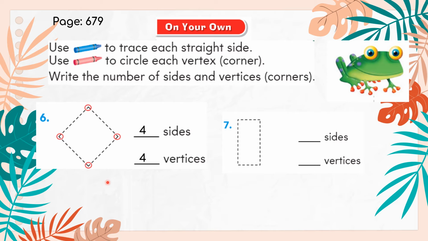Going on to this one, what you're going to do is draw a blue line, use the blue color for each straight side, and you're going to circle each vertex using a red colored pencil or a marker. Alright, so let's see how many sides this shape has. It's 1, 2, 3, 4. It has 4 sides. How many vertices? It's 1, 2, 3, 4. It has 4 vertices.